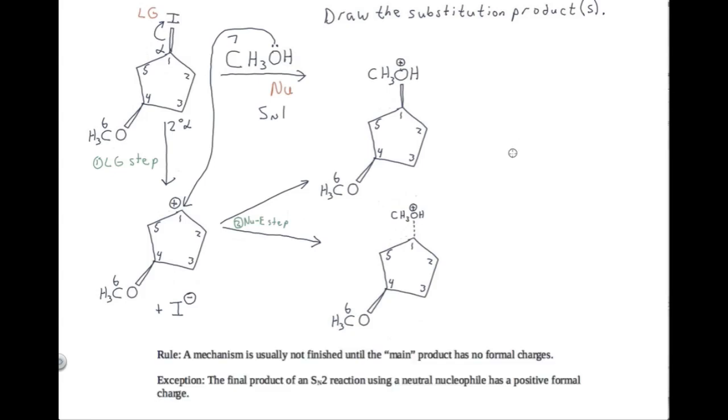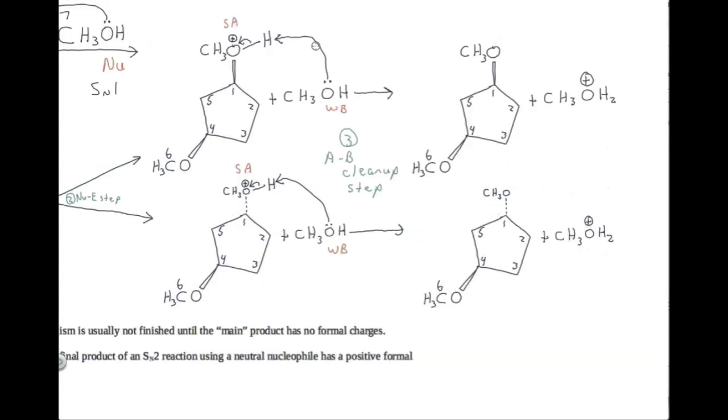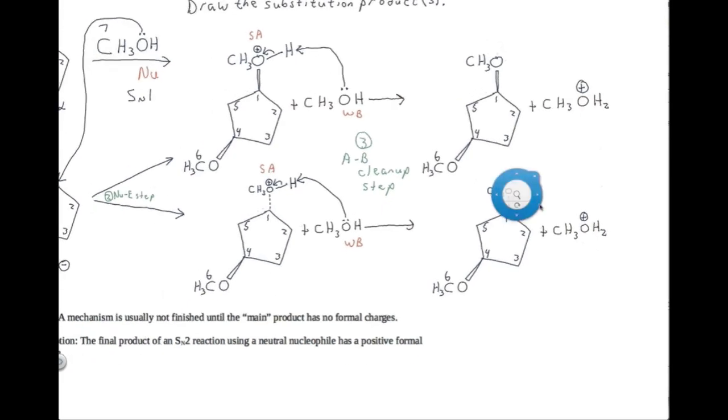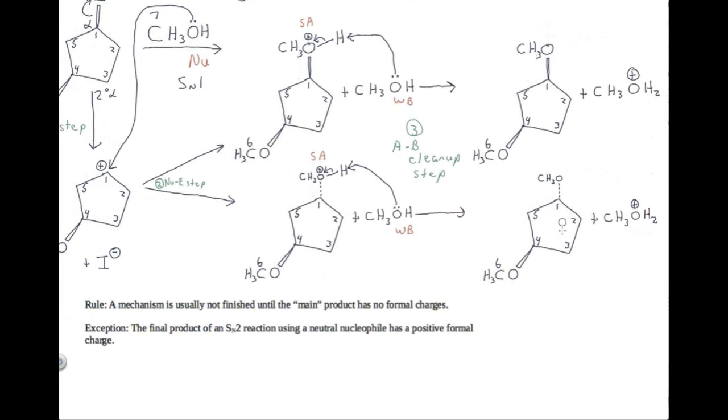Now, it looks like we're not done because our main product still has a formal charge. So now we're going to do an acid-base cleanup step. Here are the electron pushing arrows for our acid-base cleanup step. Remember that a base is defined as something that donates electrons to take a proton. This is the right arrow to show a base donating electrons to take a proton. Don't forget to change the charge on this oxygen. It seems like now we are done because now our main products have no formal charge.